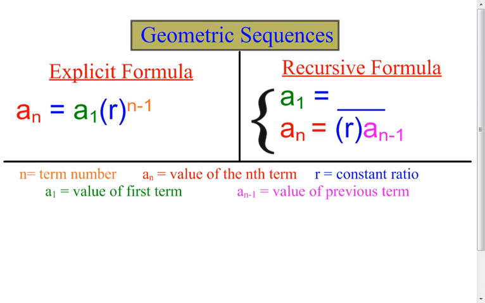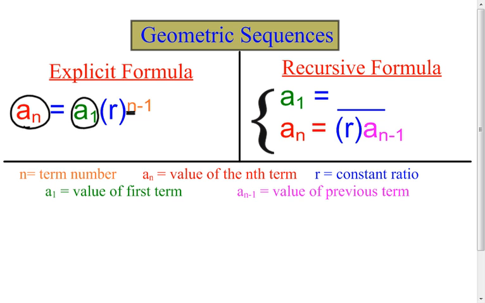All right, here are the formulas for an explicit formula and a recursive formula for a geometric sequence. And the same kinds of things apply. So A1 is still the first term. N is still a term number. Is it the 4th spot on the list, the 8th spot on the list, whatever. And then AN is the value of that term.